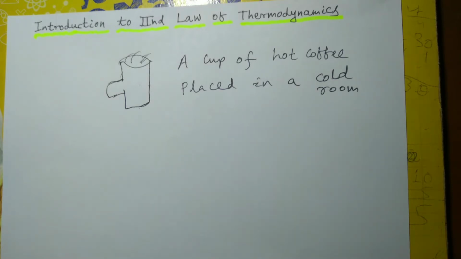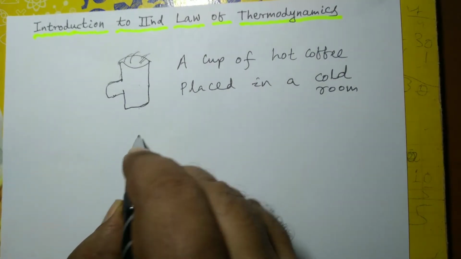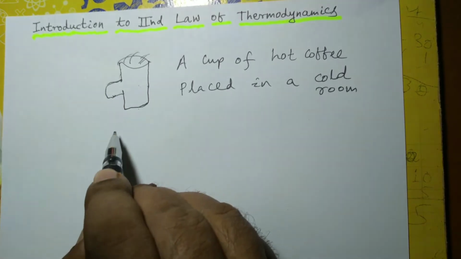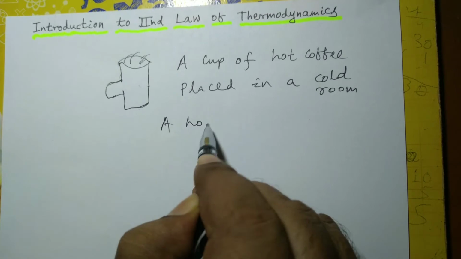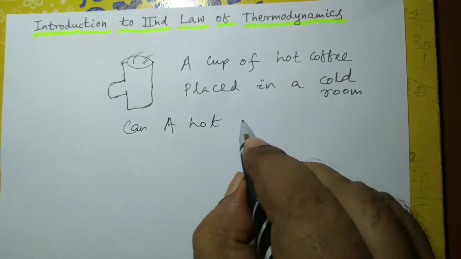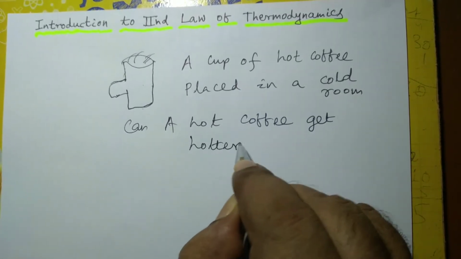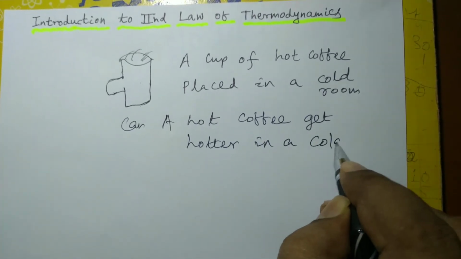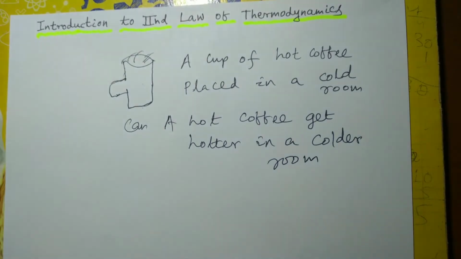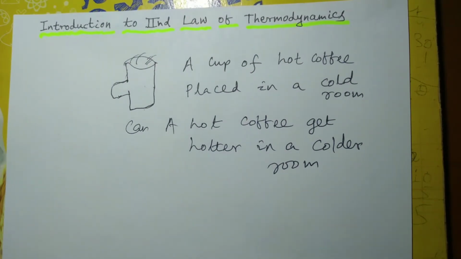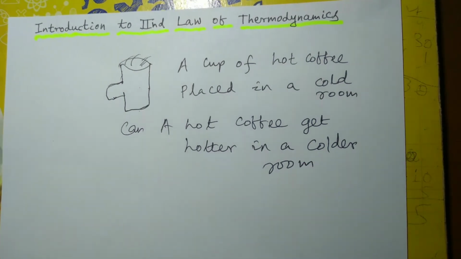But what about the reverse process? Suppose the same hot coffee. I'll ask a question to you: can a hot coffee get hotter in a colder room? The hot coffee cooling down with the passage of time is a natural process. It occurs and it satisfies the first law of thermodynamics. It's a feasible process. But can a hot coffee get hotter in a colder room? Everybody knows that this doesn't actually happen in nature.